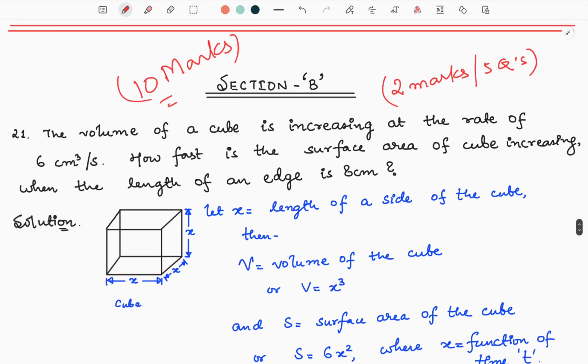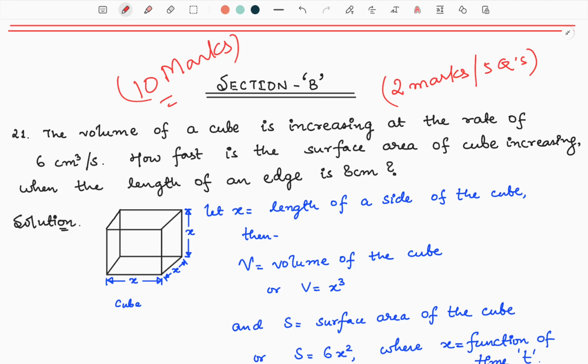Section B, as I have told you, carries 10 marks, and these are subjective based questions. You have to write the answers in detailed solution form in your answer sheet, and for each step you will get different marks. So there is stepwise marking also, and if all the steps are correct and all the answers are given rightly, then you will get the full 2 marks for each question.